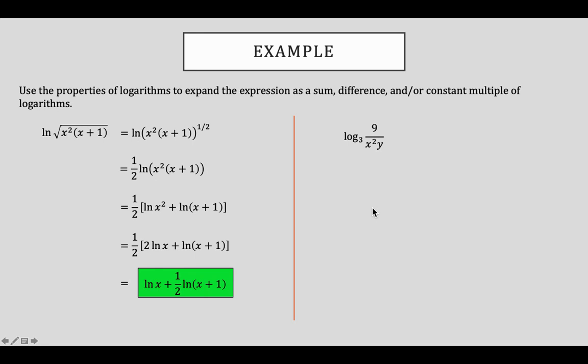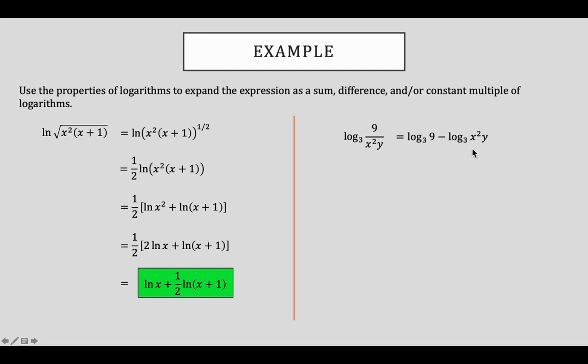All right, one more final expansion problem. We have log base 3 of 9 divided by x squared y. Well, we have a quotient going on here, and that means I can rewrite my quotient as the difference of two logs. This would be log base 3 of 9 minus log base 3 of x squared times y. All right, let's begin to simplify here. Now, log base 3 of 9, we can actually reduce that quantity. This is saying 3 raised to what power gives me 9? Well, that's 2. Therefore, log base 3 of 9 is going to equal 2.